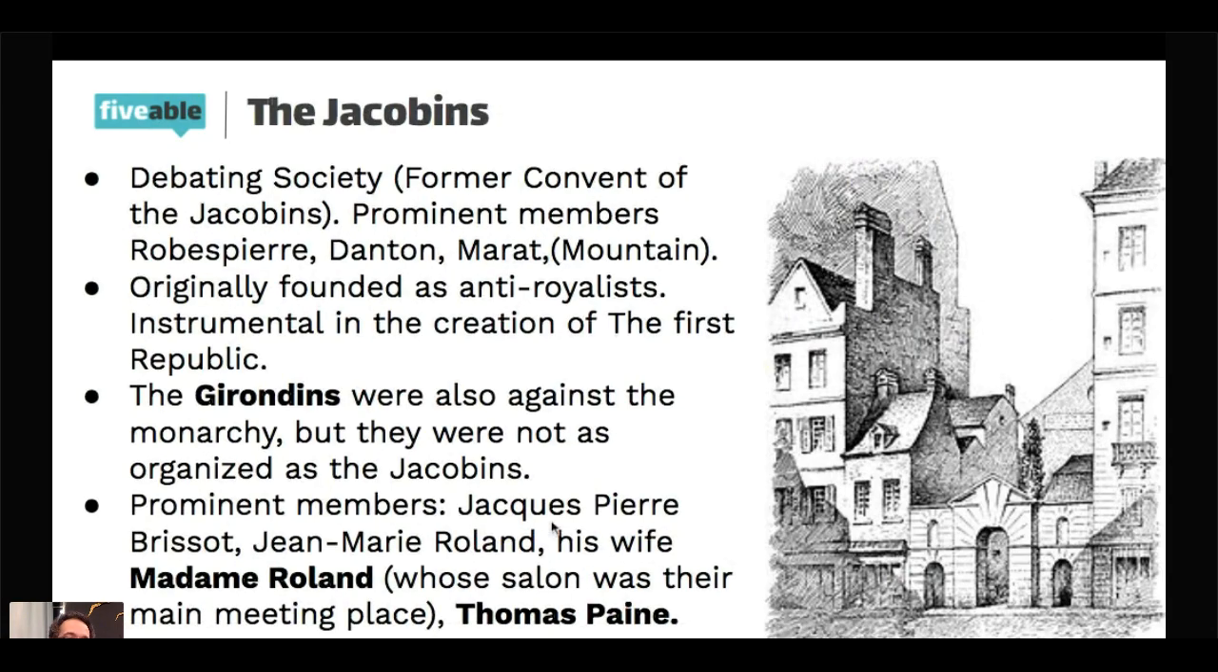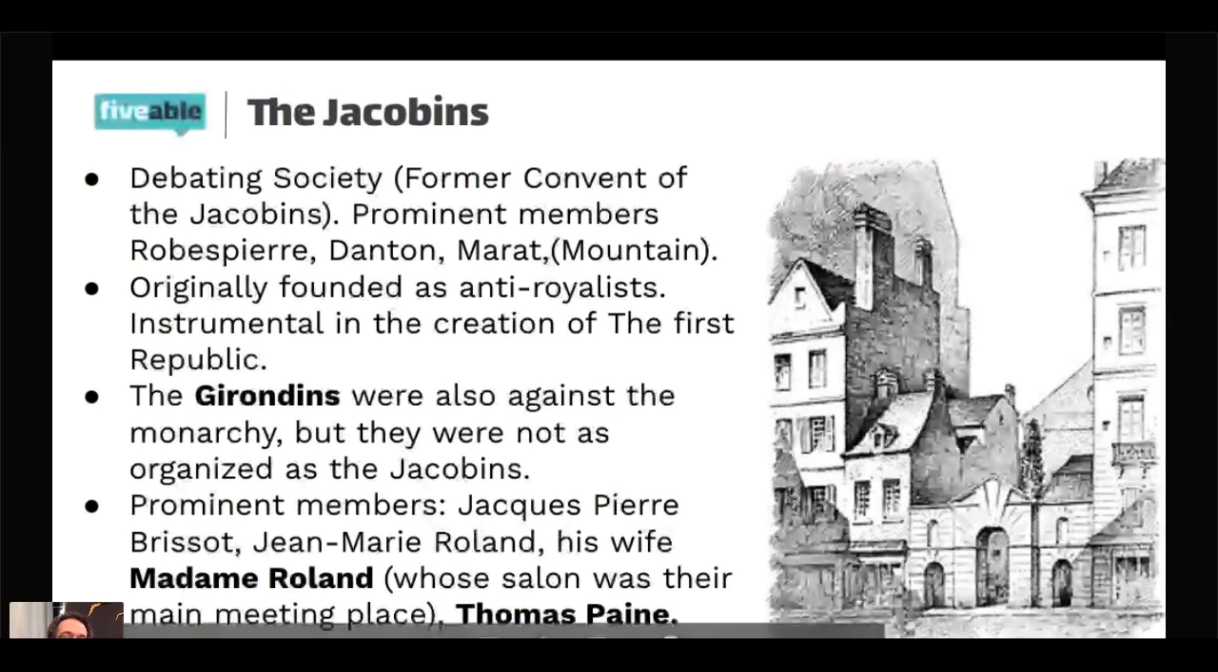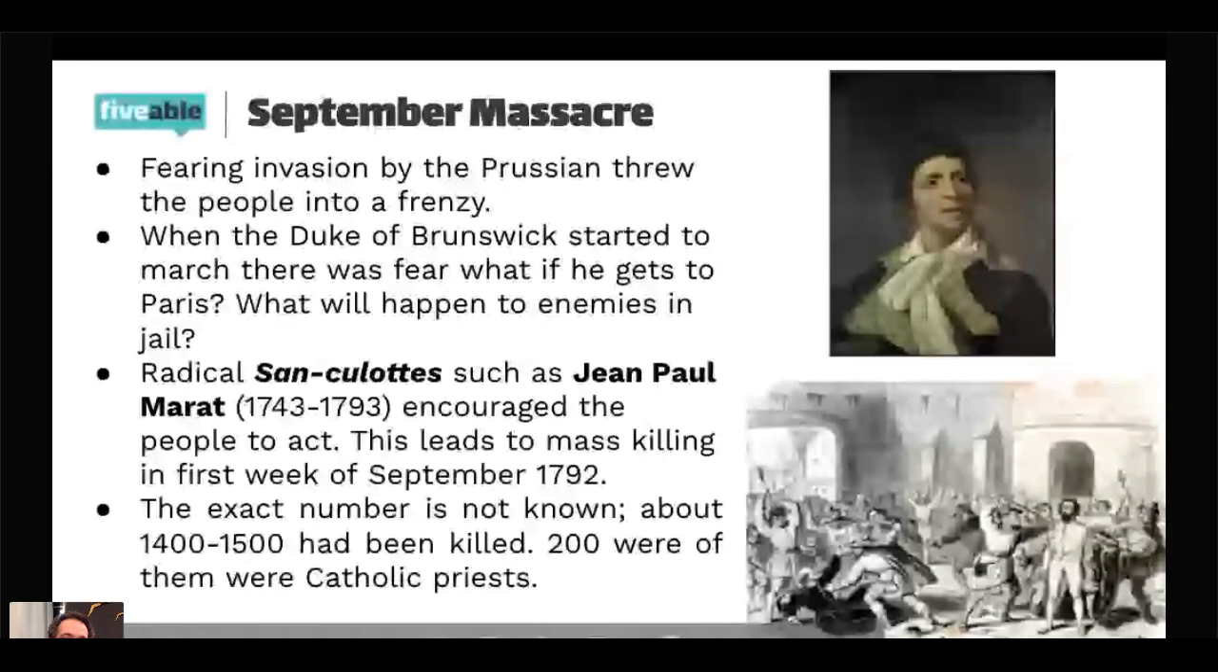People like Thomas Paine, who's later famous for also being influenced to help the American Revolution during that time and writing important documents such as Common Sense. He also comes to France and joins these people. So we talked about the September Massacre.